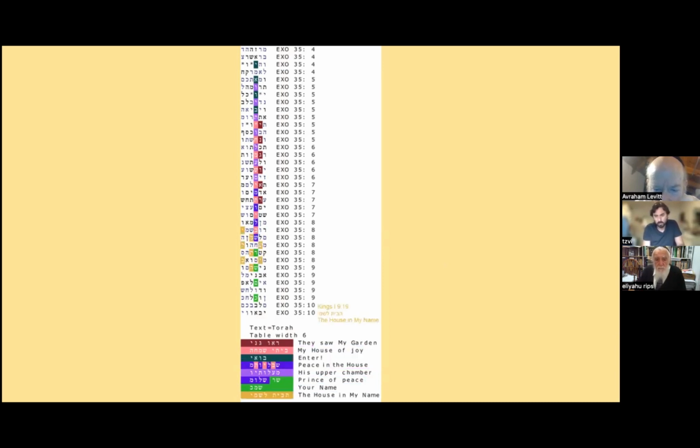And the third one, the house in my name, Habayit Lishmi. This is what Hashem was talking to King David about. King David wanted to build a house for him. And Hashem said, it's a great idea. I like it. But your son Shlomo will do it. And Shlomo built the first temple.